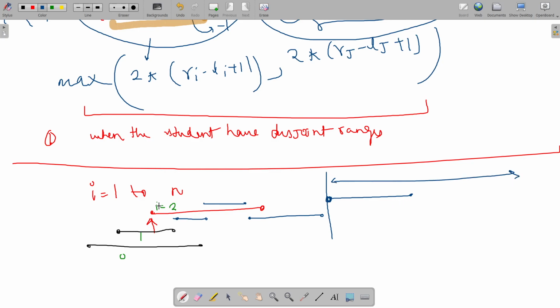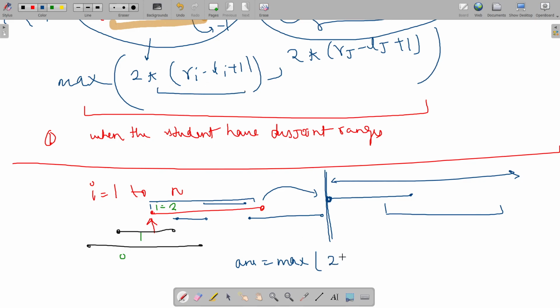Okay. So what you can do is, for each i, you can first binary search to find the first disjoint range to your right. And then what you can do is make answer equal to the maximum of. So you're assuming this to be one student and another disjoint student will be somewhere from this region. So if this is one of the students, then the value will be 2 times Ri minus Li plus 1, comma, 2 times whatever is the maximum segment size in this region.